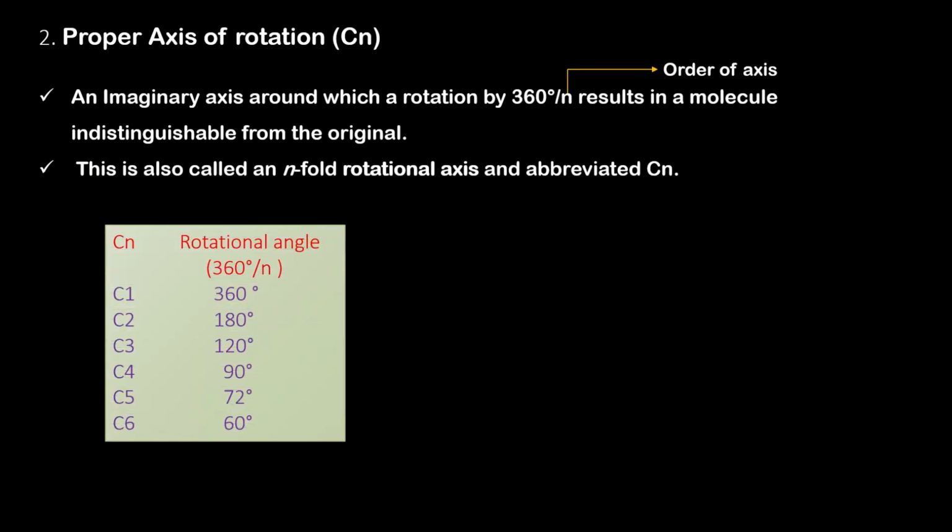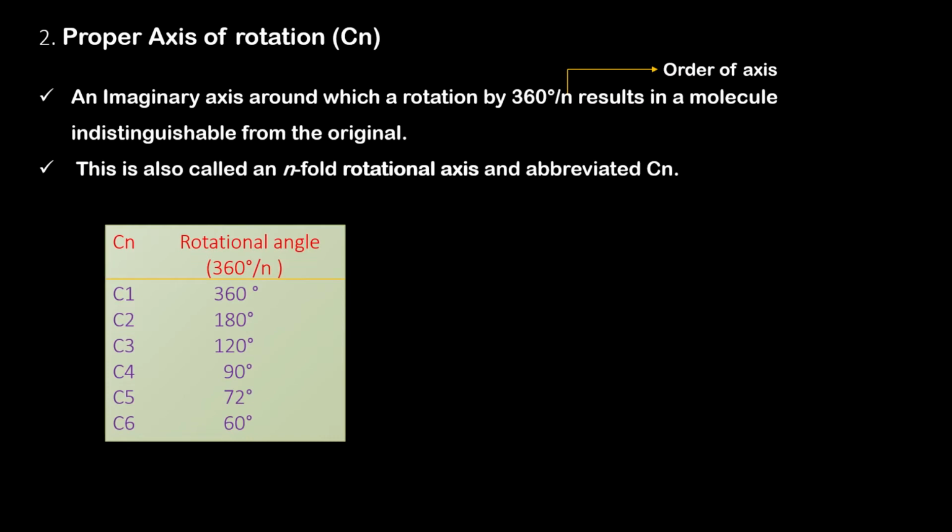For Cn, the order of axis: if we put the value of n equal to 1 in 360 degrees by n, we get a rotational angle of 360 degrees. This is nothing but the identity operation. If n is equal to 2, the rotation is 180 degrees. n is 3, rotation of 120 degrees. n is 4, rotation of 90; 5, 72; and 6, that is 60 degree rotation.